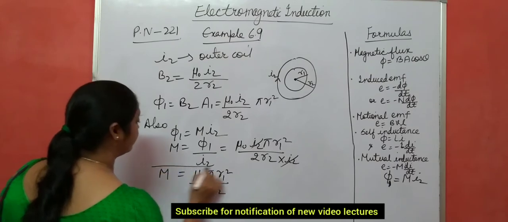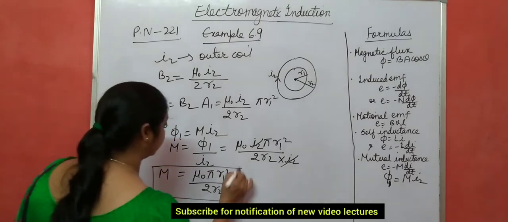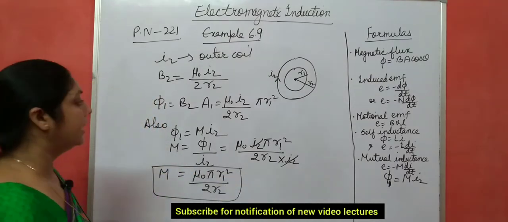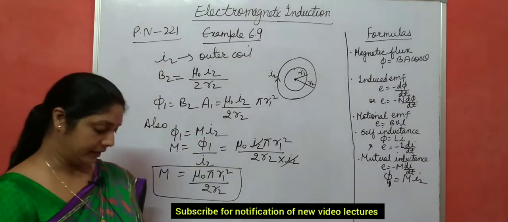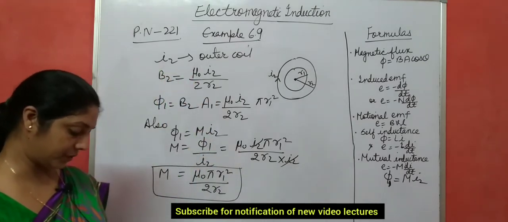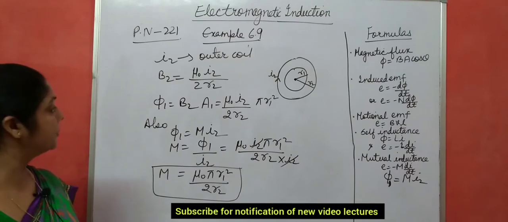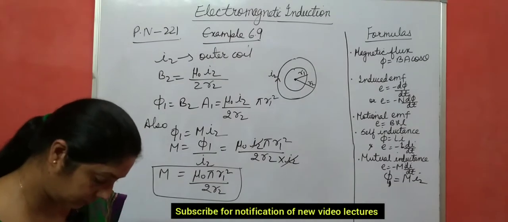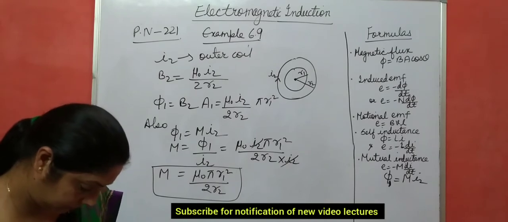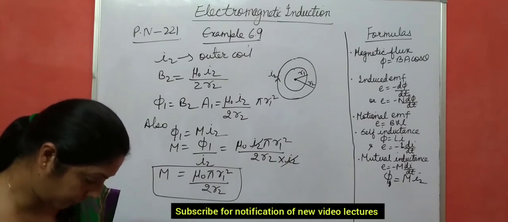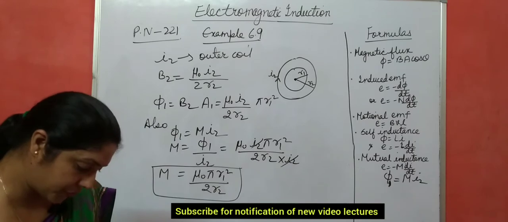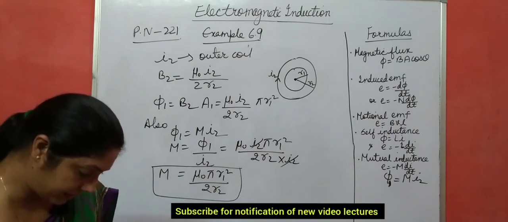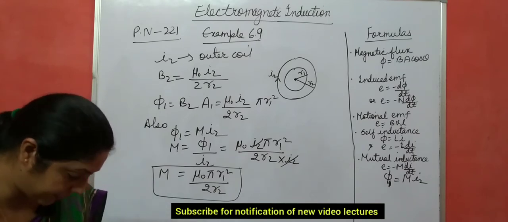This is the value of the mutual inductance of this arrangement. Okay, in this way you have to calculate and solve like this. I think it's clear to you. Please note down. After this I am going to solve some numericals which are given at the back of this chapter.